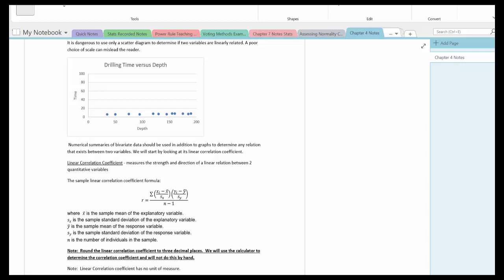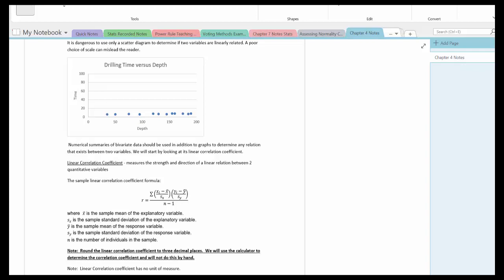In this video, we're going to talk about linear correlation coefficient. Numerical summaries of bivariate data should be used in addition to graphs to determine any relation that exists between two variables. We'll look at what is called the linear correlation coefficient, and this measures the strength and direction of a linear relation between two quantitative variables.